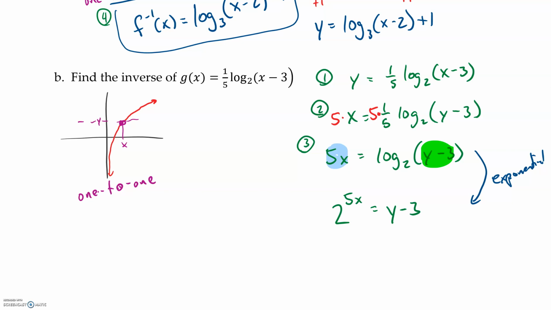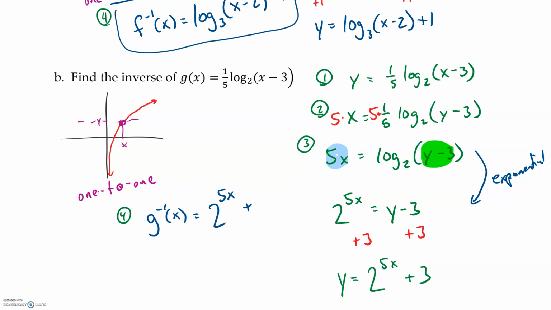And so to finish solving my equation, I want to solve for y, and so I just have the simple step of adding 3 to both sides. So I end up with y equals 2 to the 5x plus 3. Or written as our final answer, step 4, I want to put it back into function notation. This is g inverse of x equals 2 to the 5x plus 3.